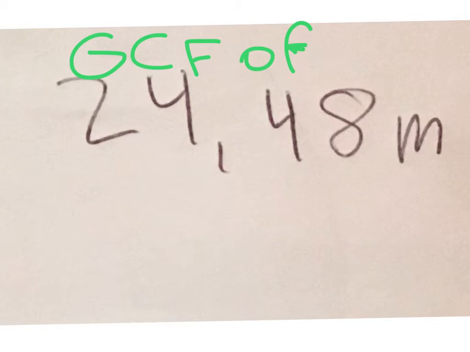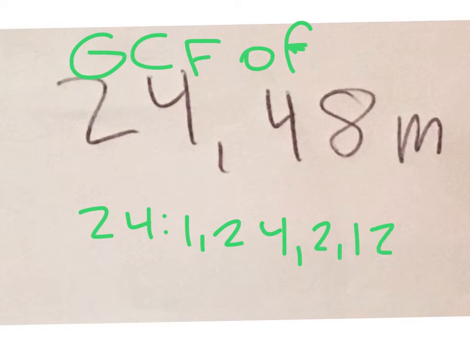So for this problem, we have to find the greatest common factor of 24 and 48m. So here, some common factors of 24 are 1 and 24, 2 and 12, 3 and 8, 4 and 6, and those are all of them.